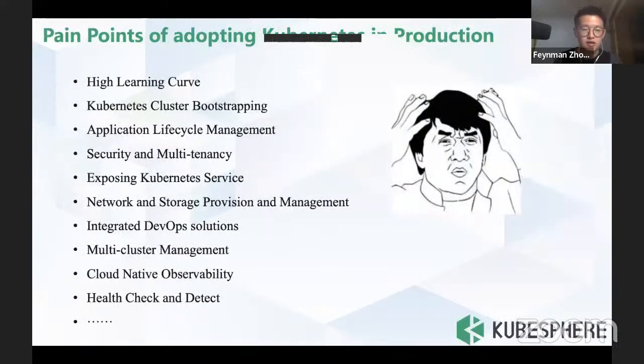Okay, let's go ahead. These are also some pain points that we see when people leverage Kubernetes in production. I'm not sure, has everyone watched the movies, and do you know Jackie Chan, a famous Chinese Kung Fu superstar? He is quite famous around the world. And this is a classical expression from Jackie Chan. I think people may feel the same feeling when they manage a Kubernetes cluster, especially a large-scale Kubernetes cluster in production. They might have challenges around the high learning curve, Kubernetes cluster bootstrapping, application lifecycle management, as well as security and multi-tenancy. So in order to solve all of those challenges, we founded this project, added some features, and grew it with our users and contributors.